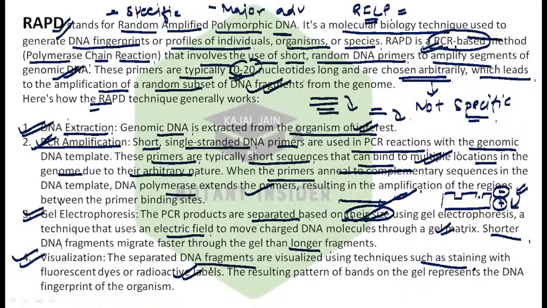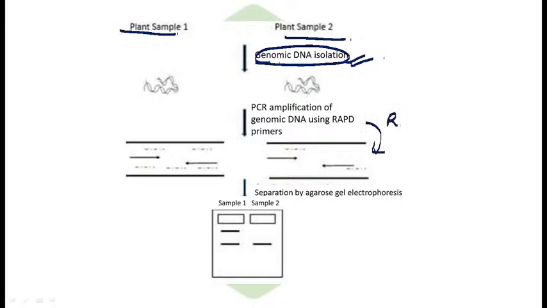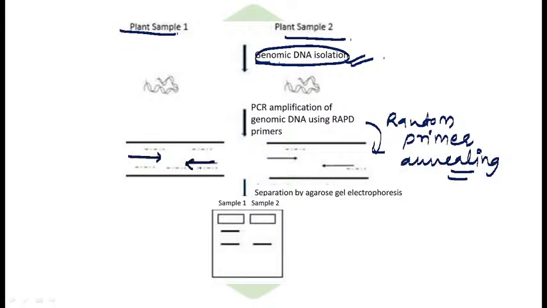Okay. This is the technique, where we have plant sample 1 or sample 2. What we do first is we isolate the DNA sequence that we want to amplify or we want to study. Then we do the random primer annealing. Okay. The primers are going to anneal at random locations in the DNA sequence. Then we run gel electrophoresis and we do the visualization.